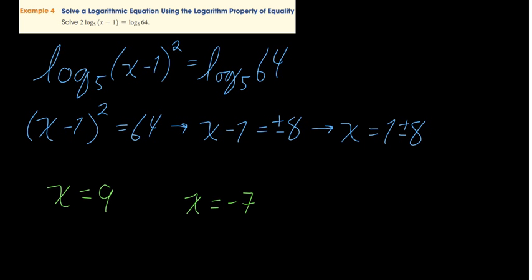Okay, so unlike the previous problems, we have to have a very specific number in my argument here. That number, my argument here, must be greater than 0. Not greater than or equal to 0, it must be strictly greater than 0. So we have to kind of check, okay? So if we plug in a 9 there, it's not so hard. 9 minus 1 is 8, so 9 is good. But negative 7 minus 1 is a negative 8, so negative 7 is not a solution.